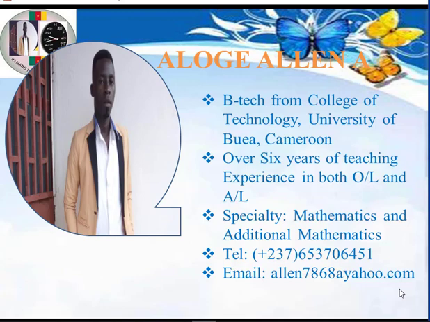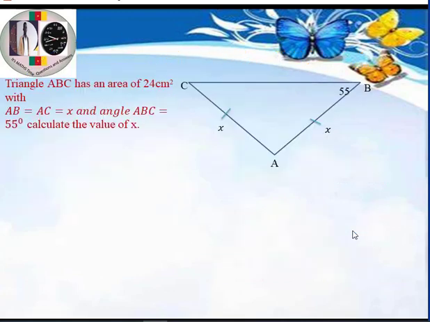The question is talking about isosceles triangles, and it says that the triangle ABC has an area of 24 centimeters squared with AB equals AC equals X, and angle ABC is 55 degrees, so we should calculate the value of X.